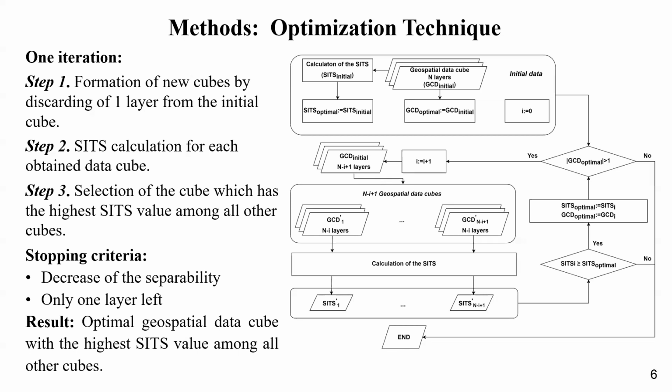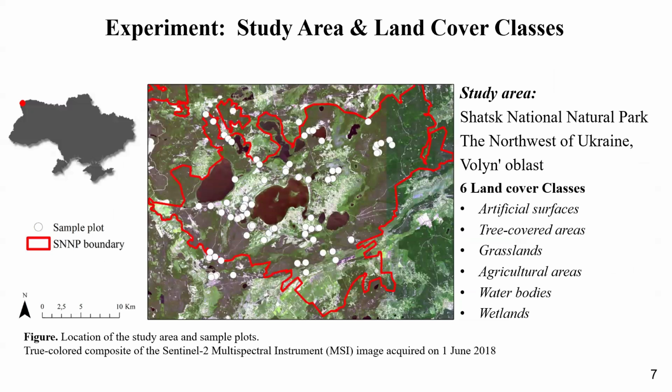The stopping criteria of the optimization are decrease of the separability, and also the technique will stop if only one layer is left. And the result of this technique is the optimal geospatial data cube with the highest separability value among all other cubes. To test the effectiveness of the developed technique, an experiment was conducted.